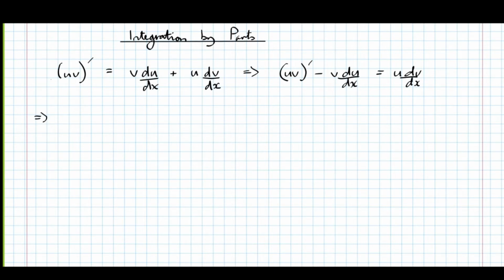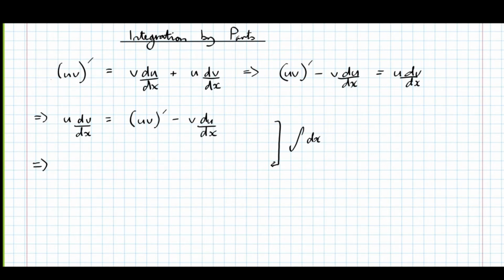So next thing I'm going to do, just write it with u dv by dx as the subject, so no rearrangement, just writing that term on the left hand side and that term on the right hand side. So I've taken the product rule and I've rearranged it to that form. What I'm now going to do is integrate both sides with respect to x.